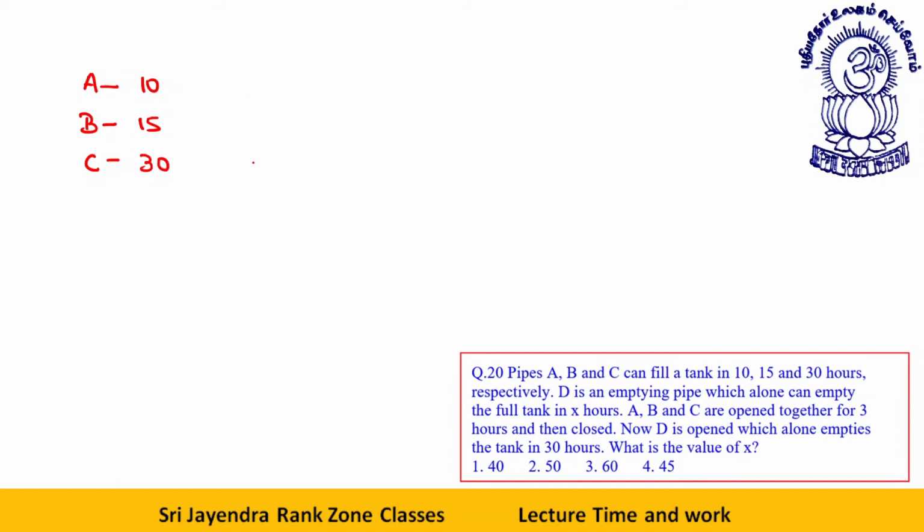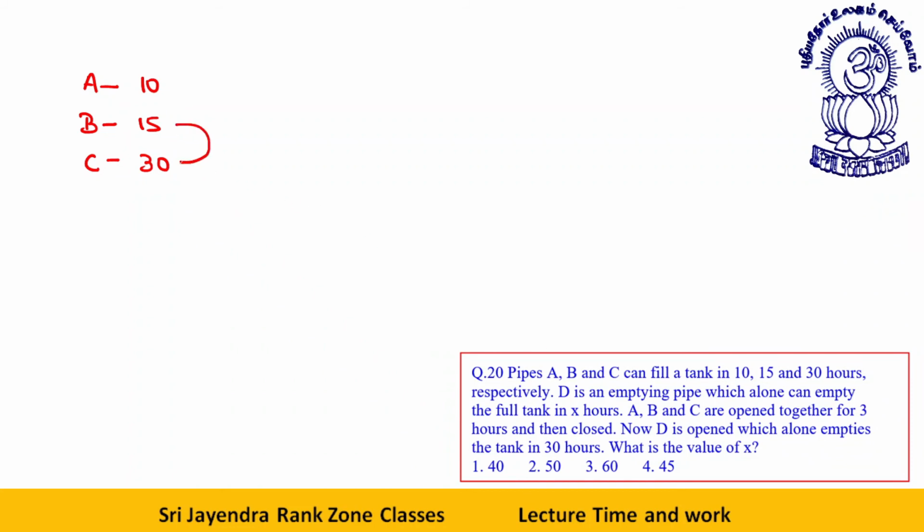See, students, the question is not that tough actually. It's easy. A, B, C are opened for 3 hours and then closed. Now D is opened which alone empties the tank. What is the value of X? There are 2-3 methods of doing this. Let me tell you the shortest one.